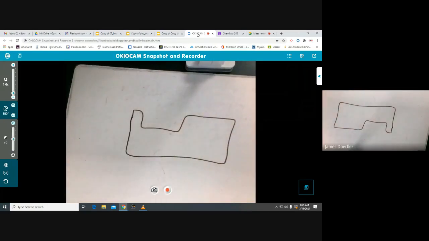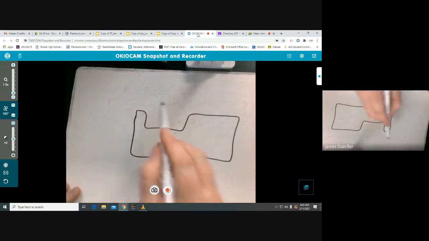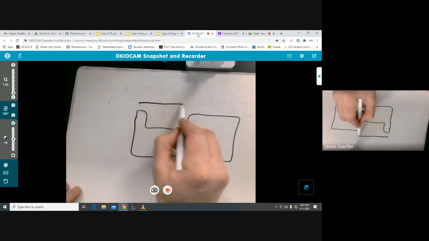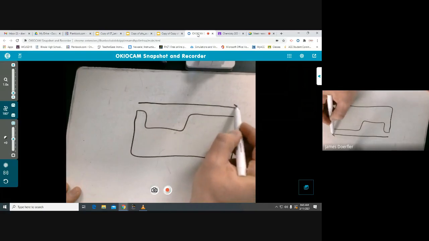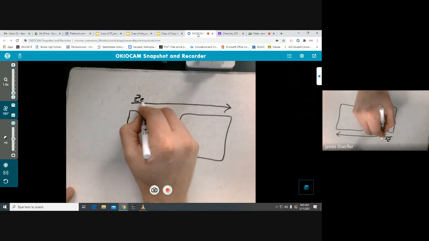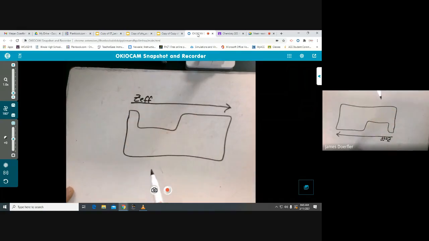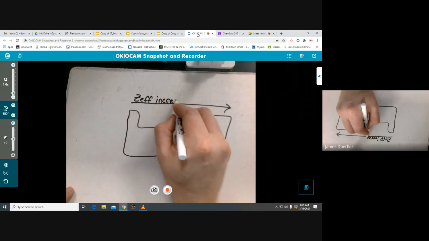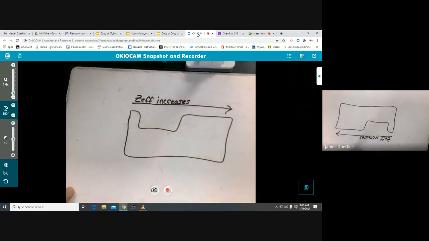All right, so what I do here is we were first told in our notes that going from left to right, Zeff, if you want to write effective nuclear charge, you can, increases.